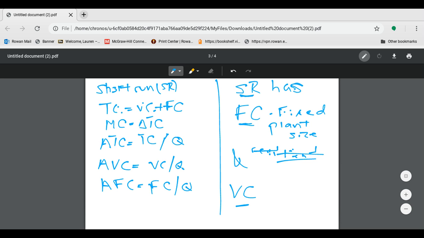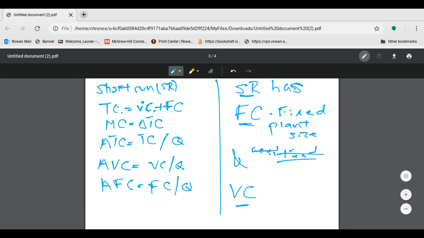And I wanted to show you on the left-hand side some equations. These might seem a little bit tricky or even scary, but these aren't too bad. First of all, we have what's called total cost. That's the total price you're paying for everything. And that just equals variable cost plus your fixed cost.